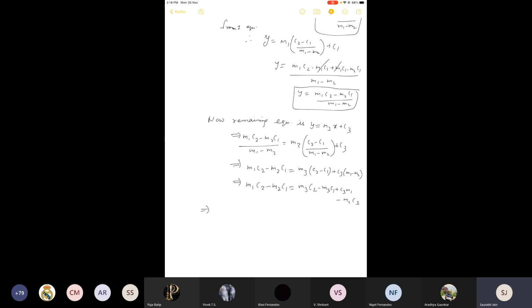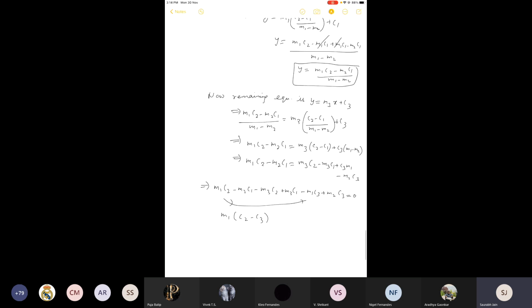Okay, m1 c2 minus m2 c1 minus m3 c2 plus m3 c1 minus m1 c3 plus m2 c3 equals 0. So now we will rearrange the terms. We will be writing these two together. Take m1 common, it will be c2 minus c3. Then let us write the terms having m2 together. Take m2 common. This will be c3 minus c1. And finally, these two. We take m3 common and it will be c1 minus c2. And overall it is 0.